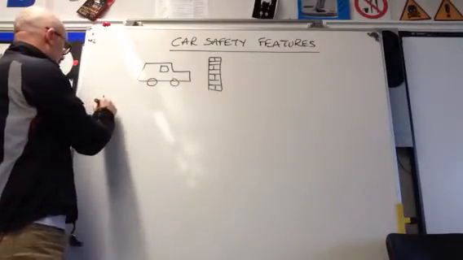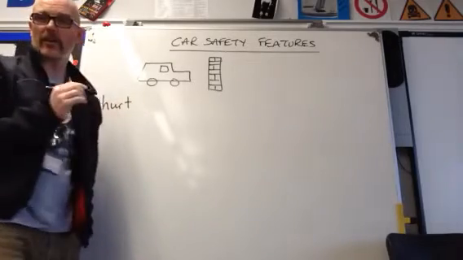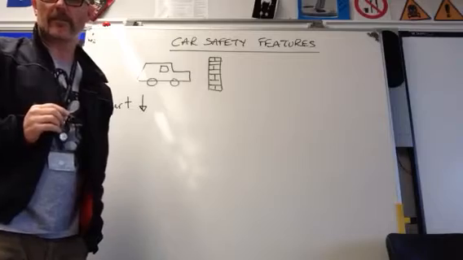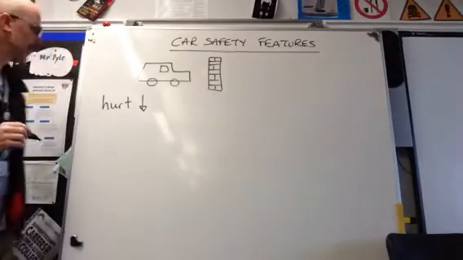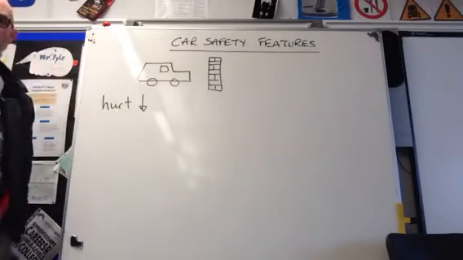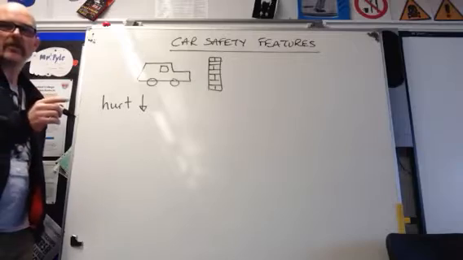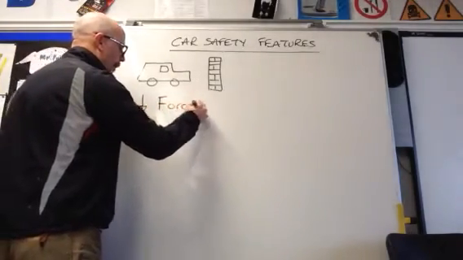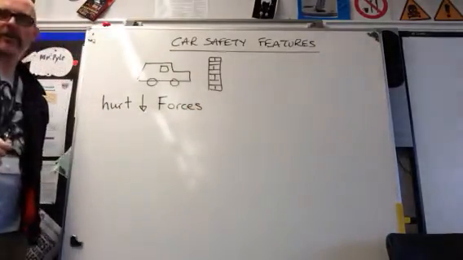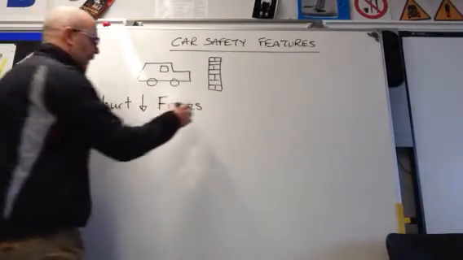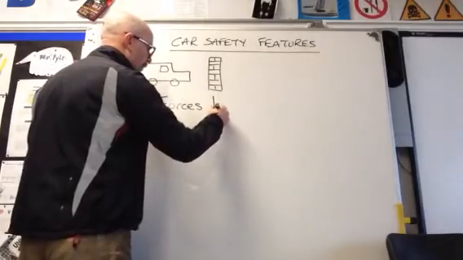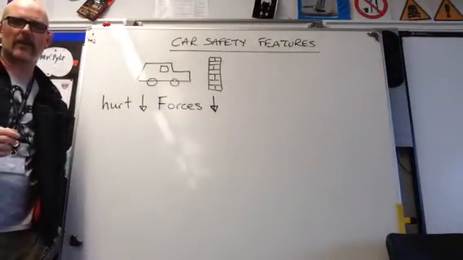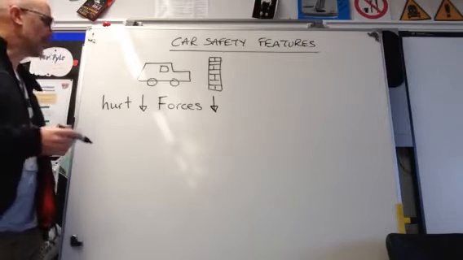So we want the chances of being hurt to decrease, to go down. Okay? So what is it that actually hurts us? Well, what's going to hurt you and cause damage to you are forces. So we'd like the size of the forces that we feel on our bodies to go down as well. So how do we do that?